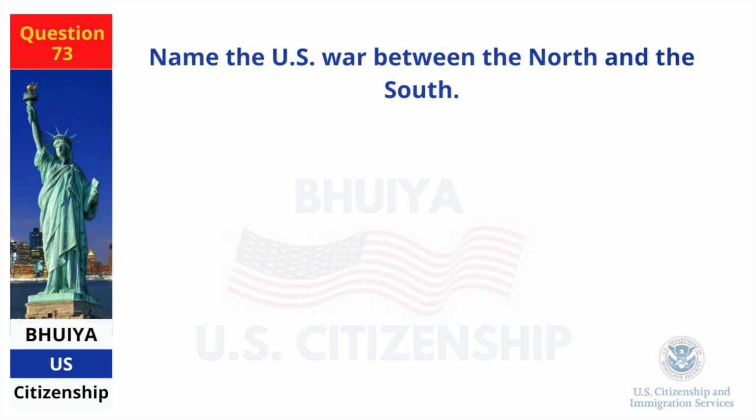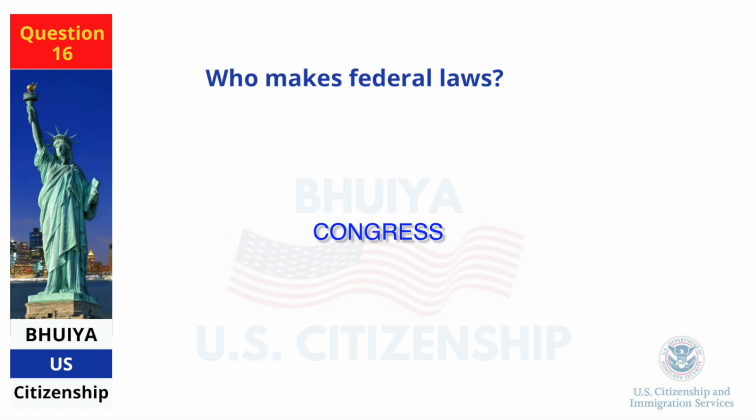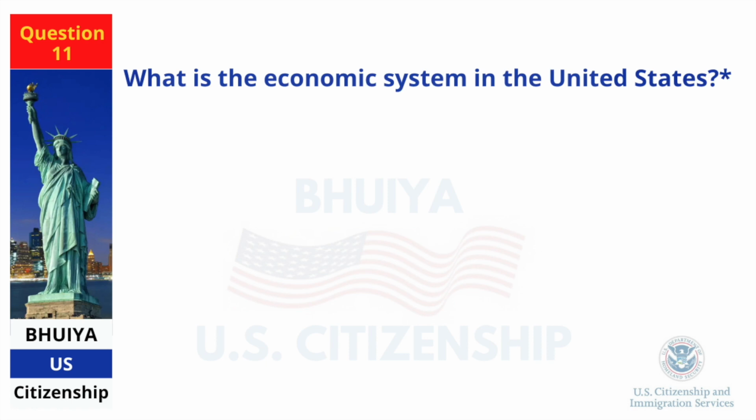Name the U.S. war between the North and the South. The Civil War. Who makes federal laws? Congress. What is the economic system in the United States? Market economy.